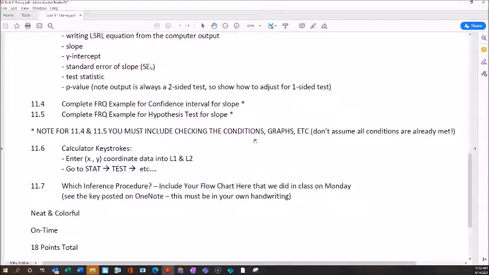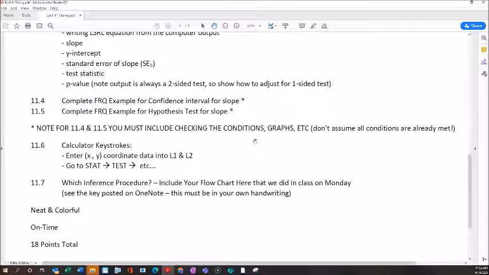Okay, and then for 11.4 and 11.5, I just want to specify, don't say, assume conditions for inference are met. I mean, that's great if you get one of those problems on a test, but in your skinny, you're supposed to use it as a reference, right? So you want to show how you're checking your conditions. So don't do that on the skinny. Make sure you show how you're checking all those conditions.